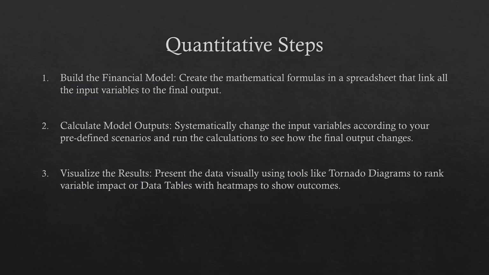Finally, to make the results easy to understand, we visualize them. A tornado diagram is a great tool that ranks variables by their impact on the outcome, immediately showing us which risks are the most significant. This visual approach helps translate complex data into a clear story.